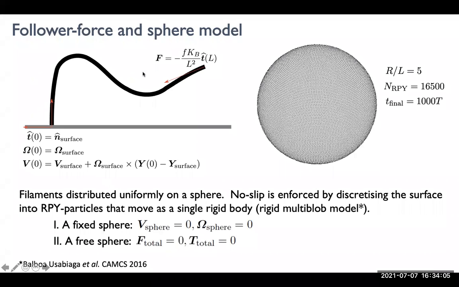Okay. So then what we're going to do is take a bunch of these filaments, distribute them as uniformly as possible on the surface of the sphere. And the sphere itself is going to be made up of a bunch of RPY particles, about 16,500 of them, that we constrain to move as a single rigid body. And with 16,500 of them, if you take just the sphere and put a force on it, I think it gives the Stokes drag to within less than 0.1%, something like that. That's the reason why we've resolved it to this level.